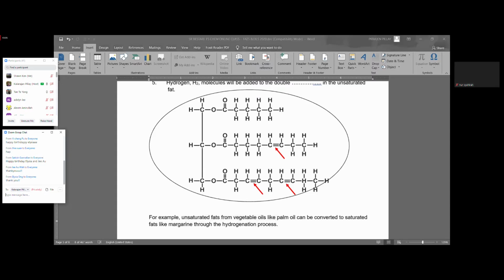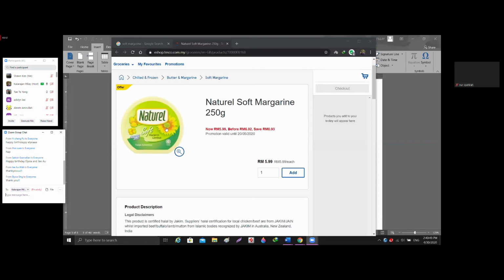Like you see here, I just share this image. Can you see here? Can you see what is this? Sunflower oil. Sunflower oil they use, so this is the healthy one, the natural margarine. This one, can you see here? This is a more expensive one. All right, it's healthy.